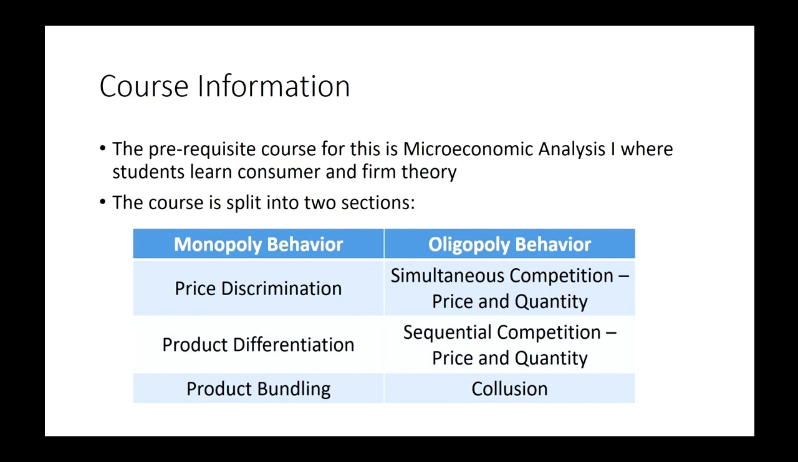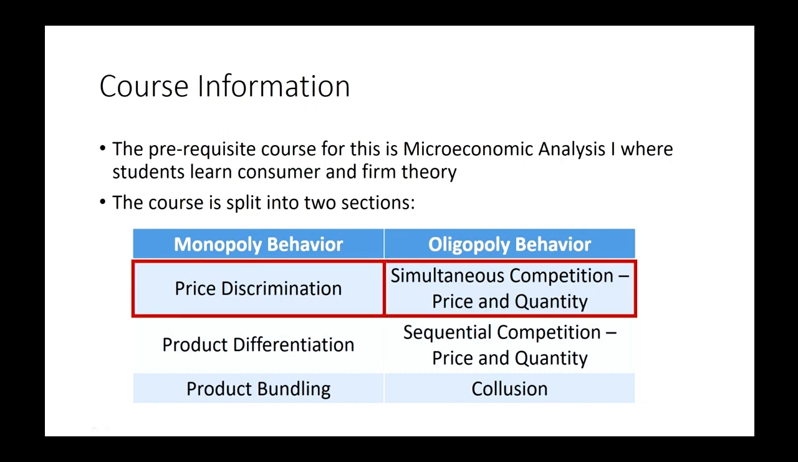Now, before I dive into the details of the project, here's a quick overview of the course. Students typically take this course in their 2nd or 3rd year after taking a core course in microeconomic theory, which covers consumer theory and firm theory. Now, this industrial organization course first covers monopoly markets, including topics like price discrimination, product differentiation, and product bundling. Next, students are introduced to game theory, covering topics such as simultaneous and sequential competition and collusion. Now, the 2 projects are assigned after we discuss price discrimination and simultaneous competition.